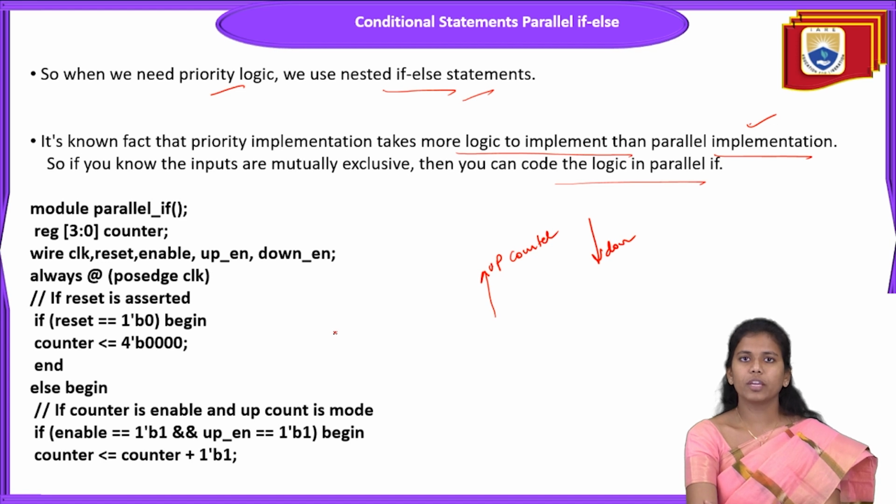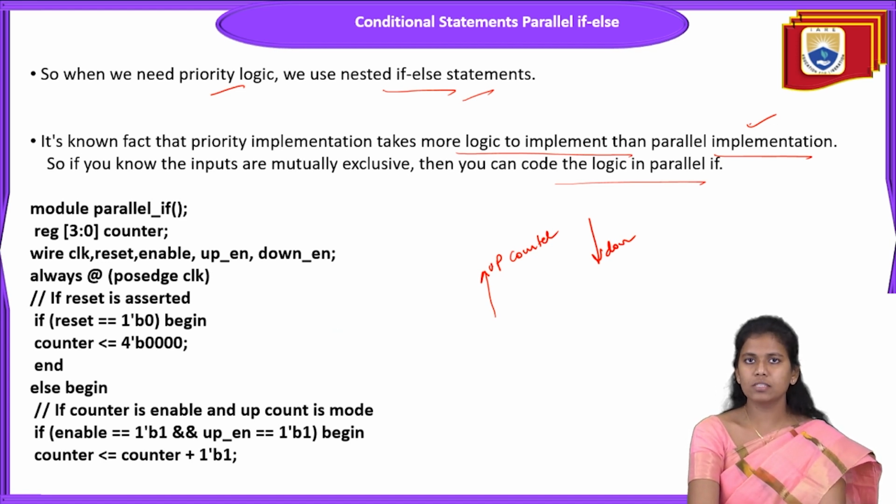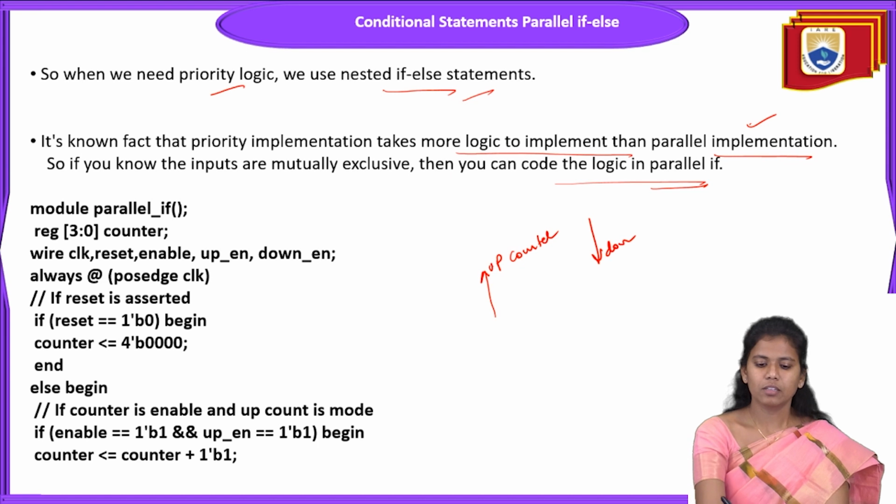So here, to know the inputs in the mutual exclusion, you can code the logic in parallel if. Using the parallel if, we can easily achieve concurrency simultaneously between the combinational circuits that you have considered. So, module parallel if, and here my 4-bit counter counts from 0, 0, 0, 0, right from the starting 0, and for this counter I have a clock, reset pin, enable pin, up enable, down enable.